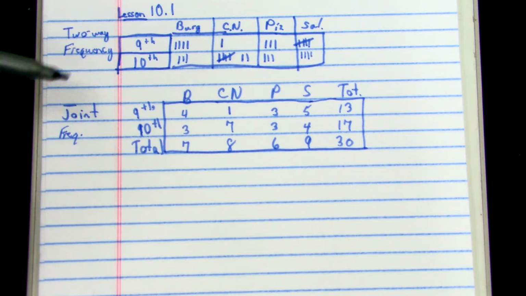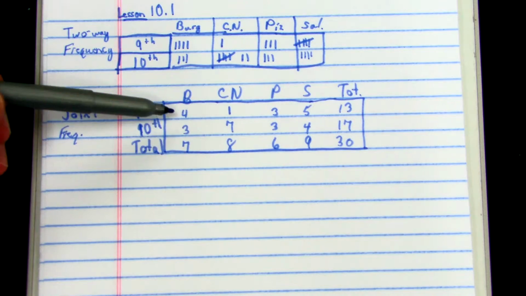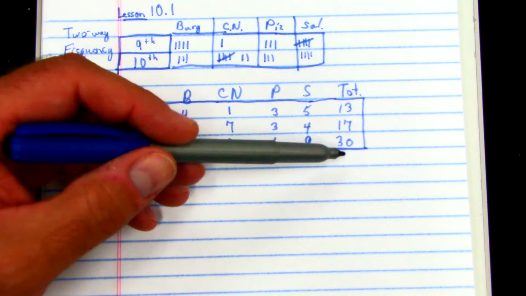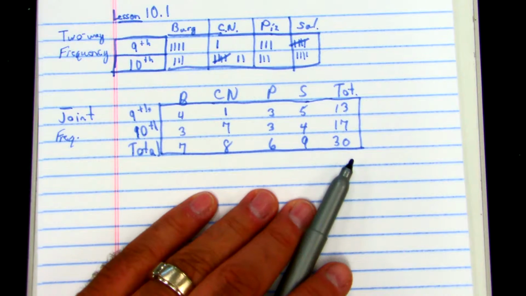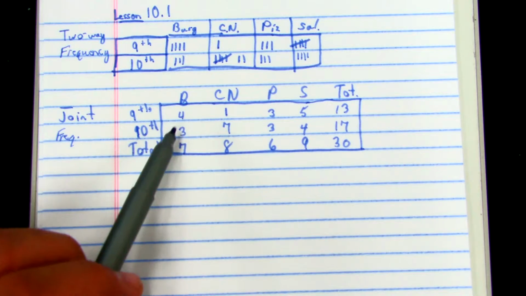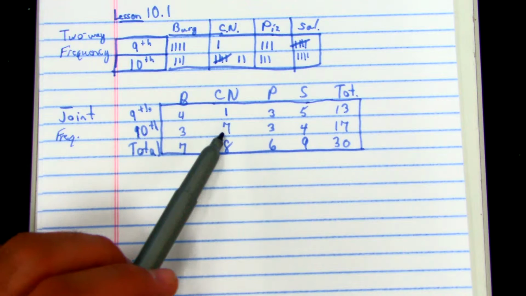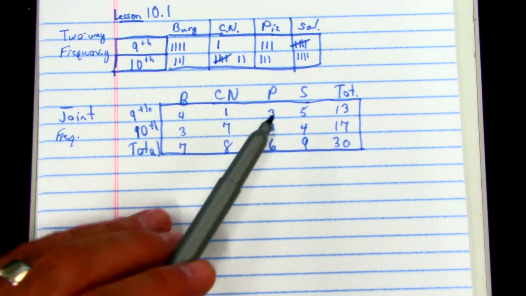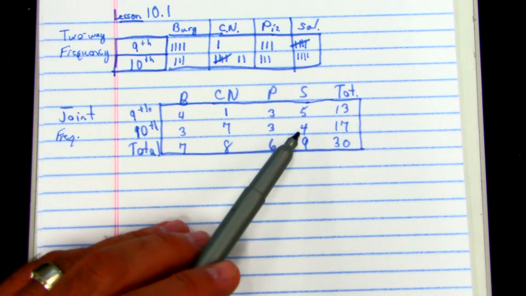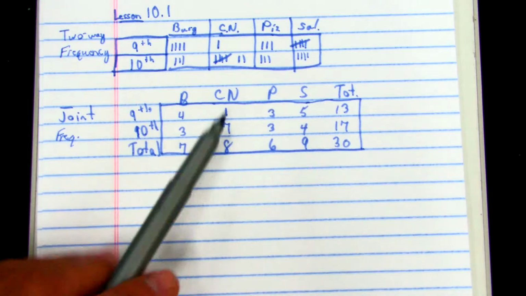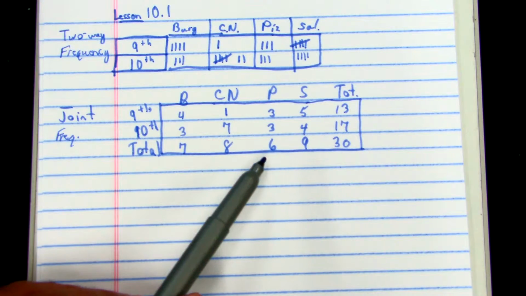Okay, so the difference between the two is you're writing fractions. One is a fraction over the total number. So for example, the total number is 30. So this would be 4 over 30, 3 over 30, 1 over 30, 7 over 30, 3 over 30, 3 over 30, 5 over 30, and 4 over 30. These would all be fractions. Okay, that would be one of them.